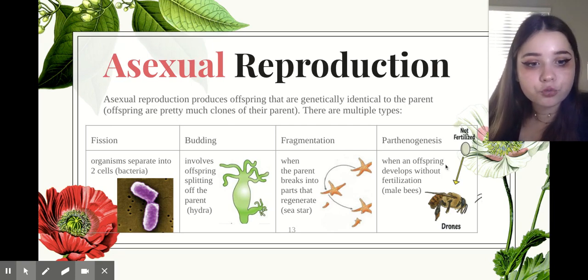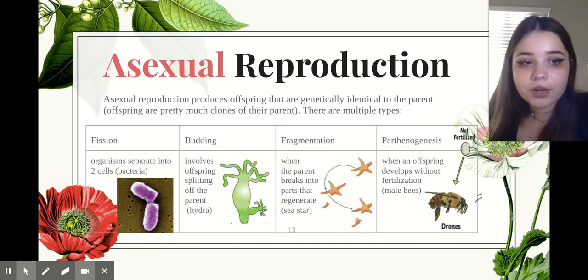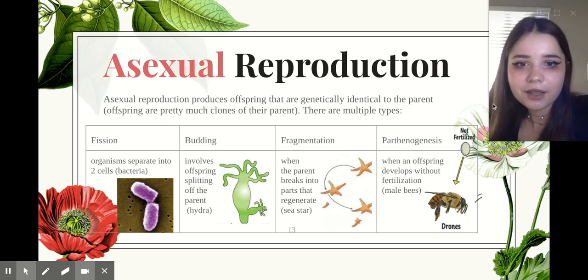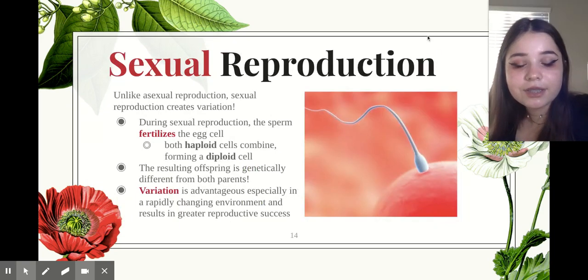And so for drones, the male bees are a result of non-fertilization. So when no sexual reproduction happens, a drone is formed. But when fertilization does happen, or when sexual reproduction takes place, then the result is a female bee. So that's pretty interesting, right? And then this gets us to sexual reproduction.